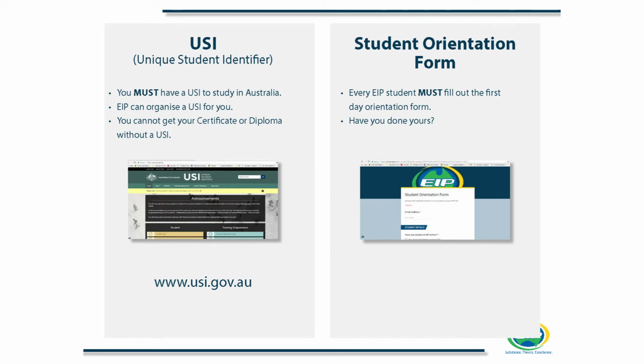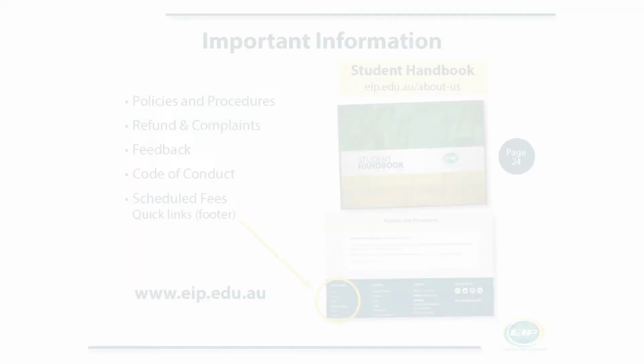There is the USI, or Unique Student Identifier. This is a number that you must have if you wish to study in Australia. EIP can organise this USI for you, and you will need that to receive any type of award or certificate in the Australian education system. You also need to complete the student orientation form. This allows EIP to collect all of your contact details and record them in our system.